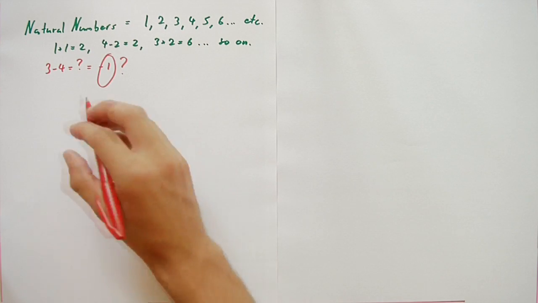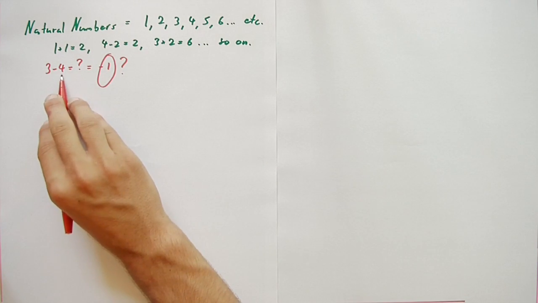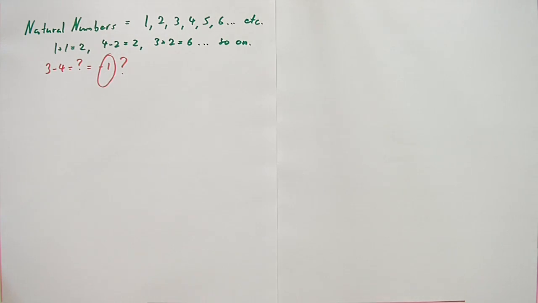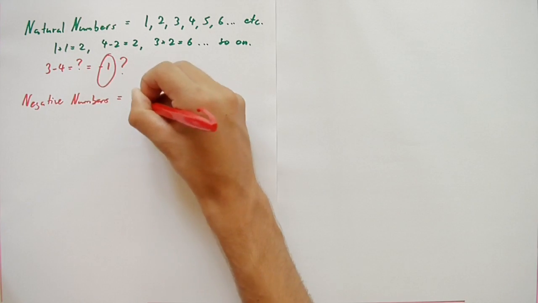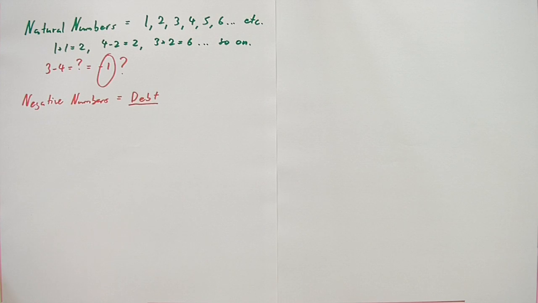I mean, you can have 3 friends, you can have 4 friends, but you can't have minus 1 friends. So what is minus 1? How do we think about minus 1? Well, one way to think about minus 1, or negative numbers in general, is as debt. So for example, say you owe your friend 50 bucks. You can represent this mathematically as having the number negative 50.